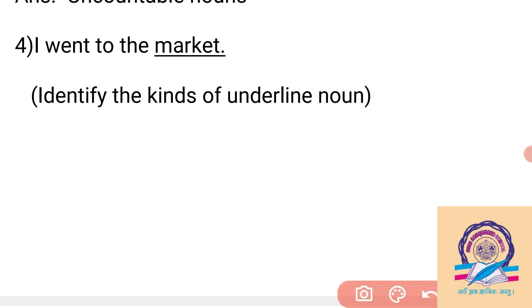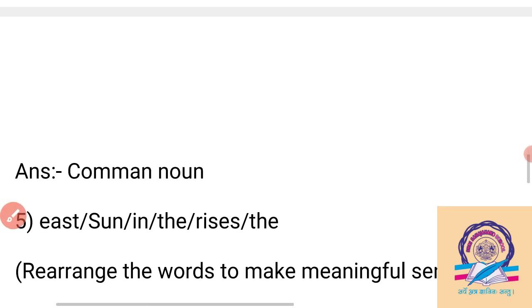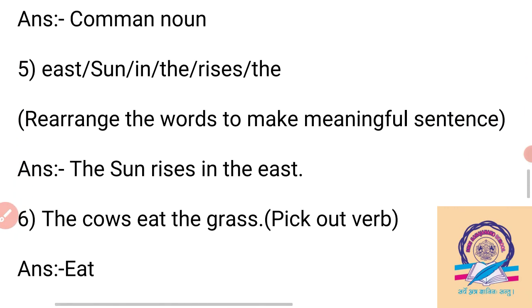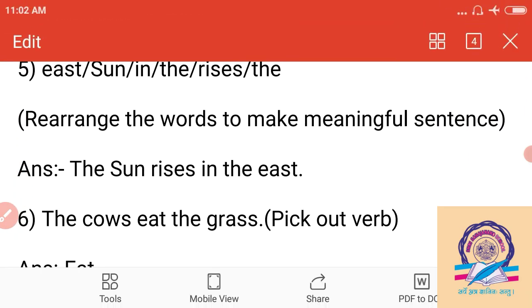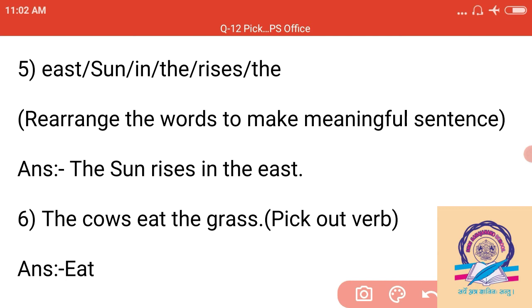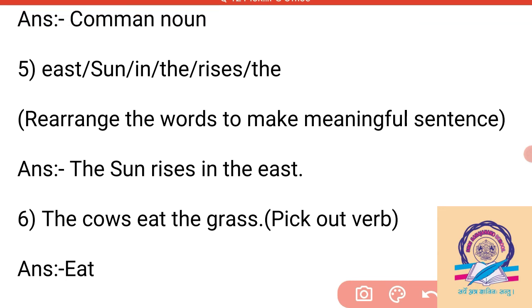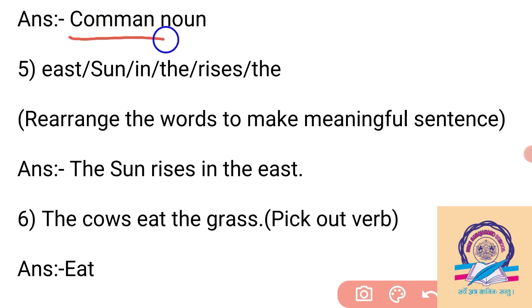Then for the example, I went to the market here. Identify the kind of the underlined noun. Which kind of noun is market here? What can we say market is? So market is a common noun. It means it is the general name of a particular place here. So our answer is common noun.